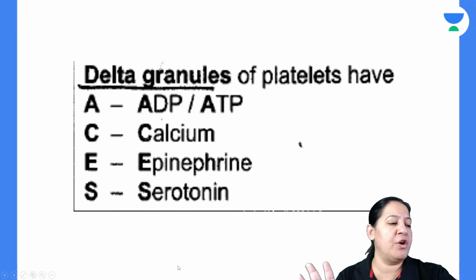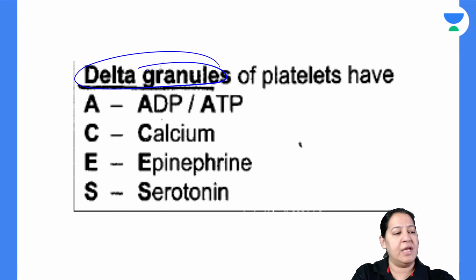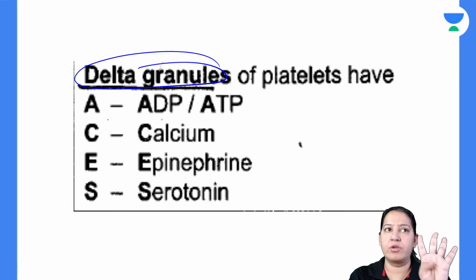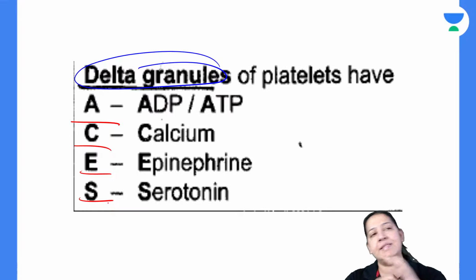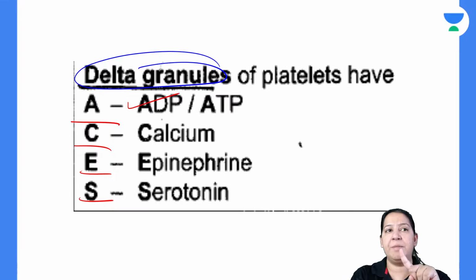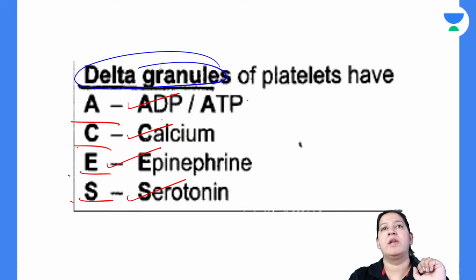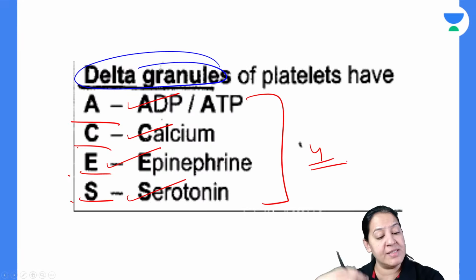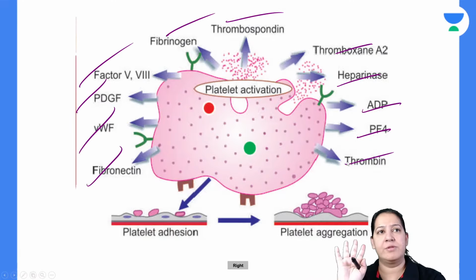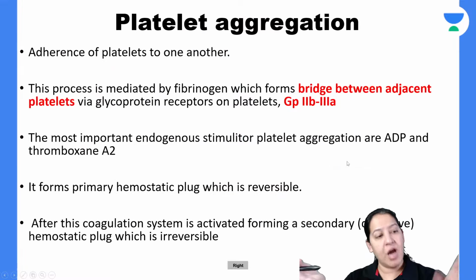So what is the composition of delta granule? Delta granule contains four things, and there is a mnemonic: ACES. A means ADP, ATP, C means calcium, E means epinephrine, and S means serotonin. So these are the four things which are present inside delta granules, right? So activation is over. Now coming to the third point.